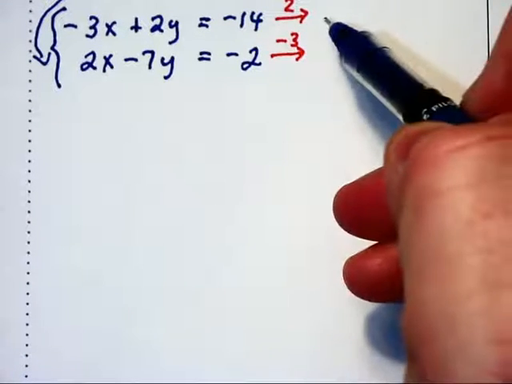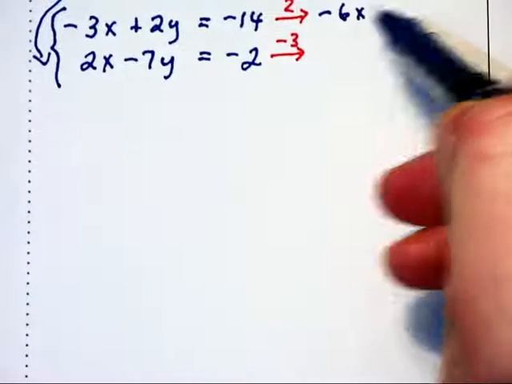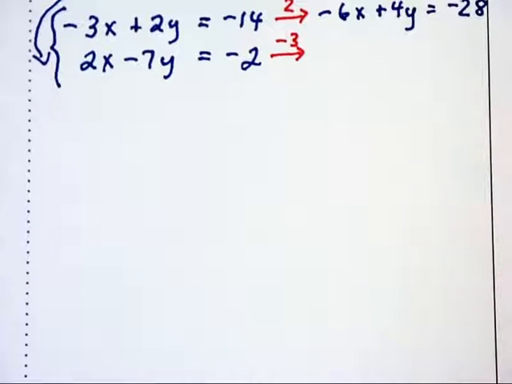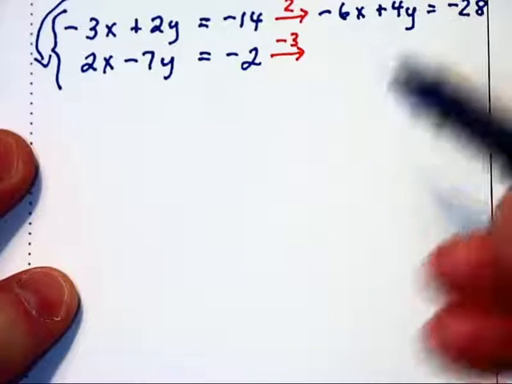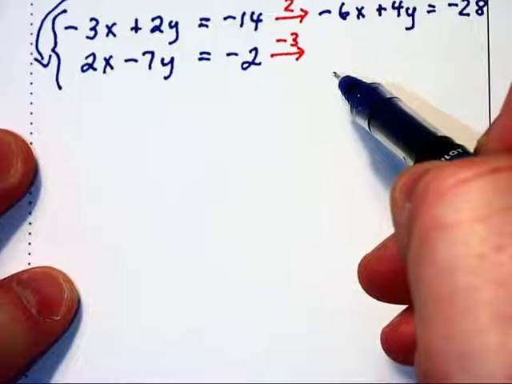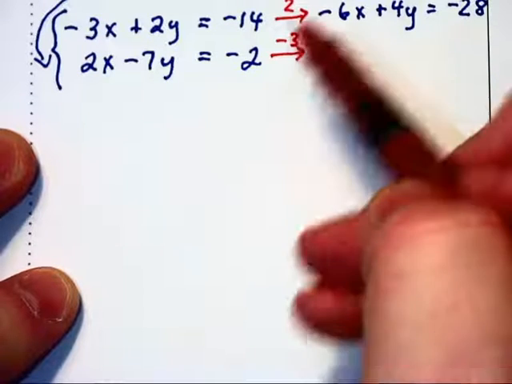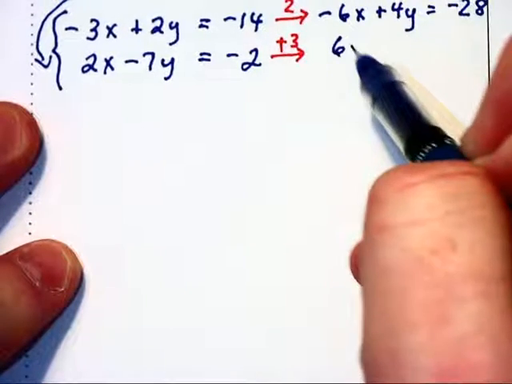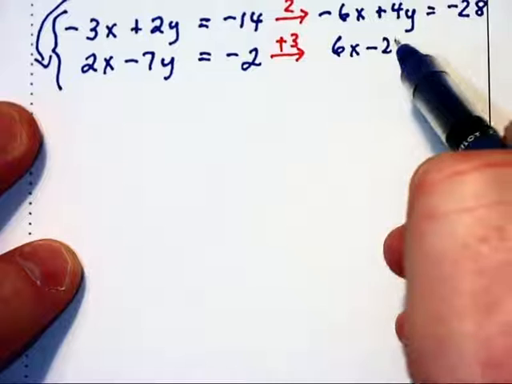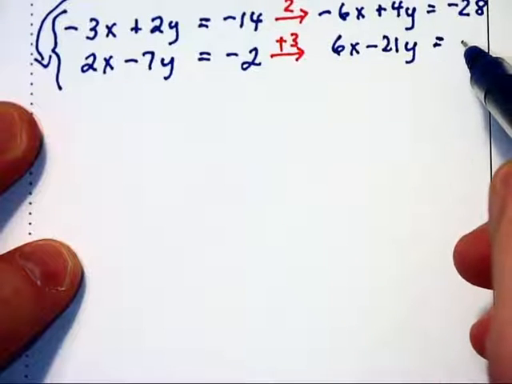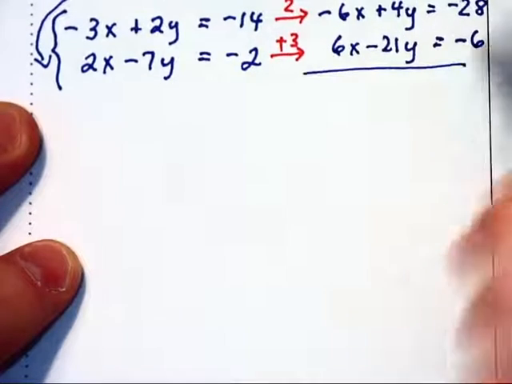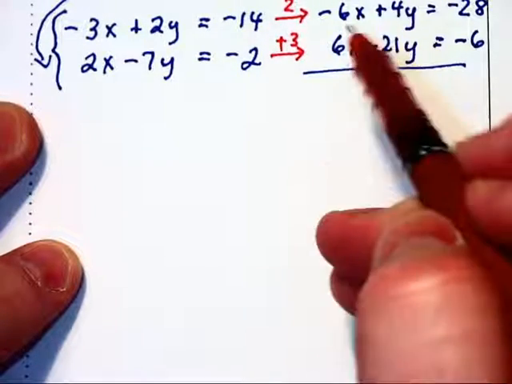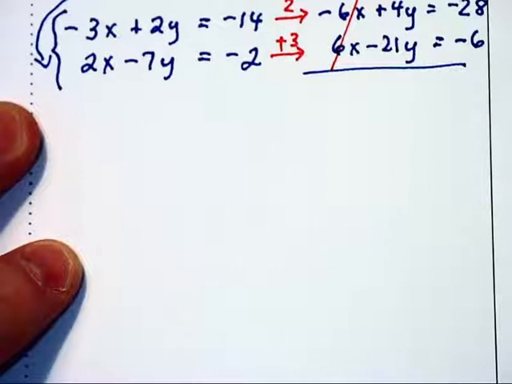Our first equation becomes negative 6x plus 4y is equal to negative 28. And our second equation, everything being multiplied by negative 3, sorry, I should be multiplying by positive 3, will give us 6x minus 21y is equal to negative 6. I wanted to have opposite signs for these 6 x's so that they would cancel each other out.